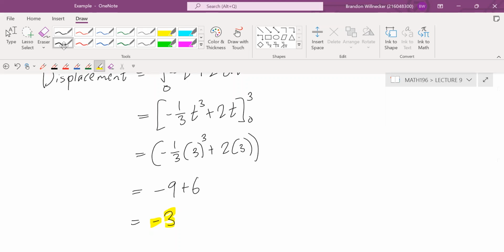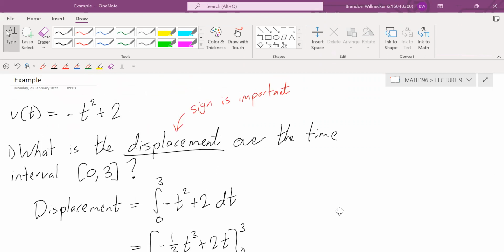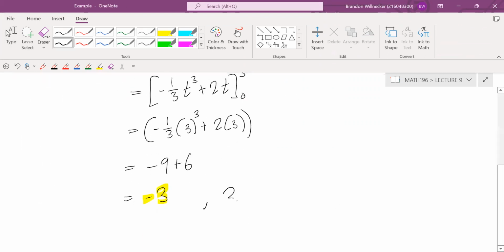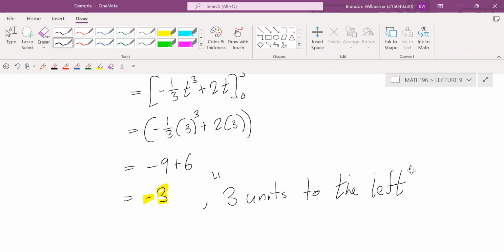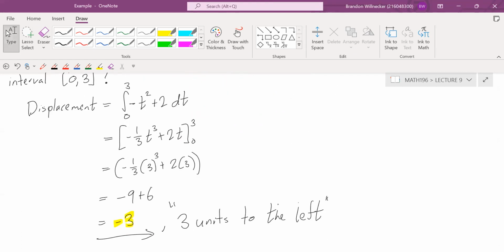It's a negative value, which means the object may have moved to the right some amount, it may have moved to the left, but it ended up 3 units to the left. So that's where it ended up. It ended up 3 units to the left after the motion. Okay, but we just leave it as minus 3. So again, if we want displacement, the sign is important. And we see clearly in this example, we get a negative answer, which means the final position of the object was minus 3, or 3 units to the left, either way.